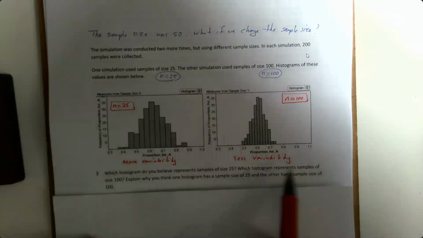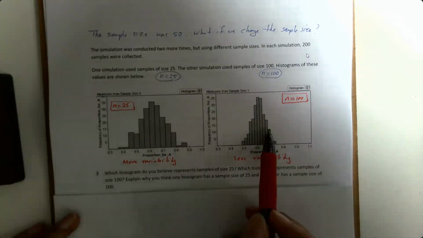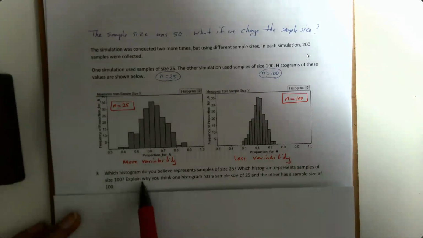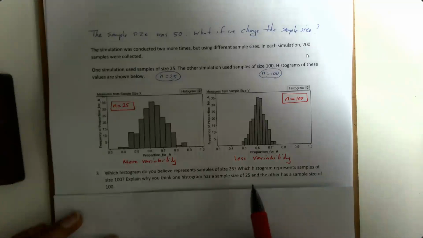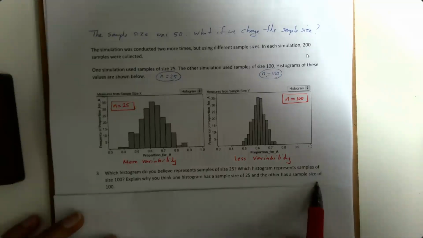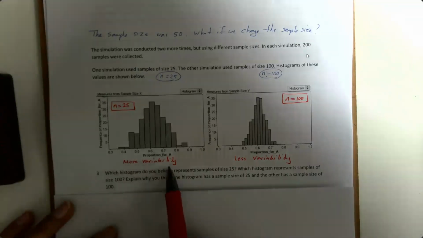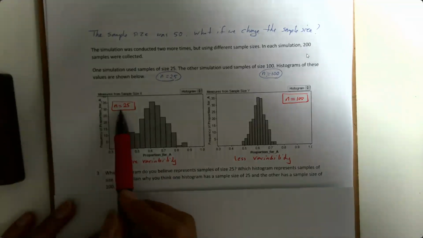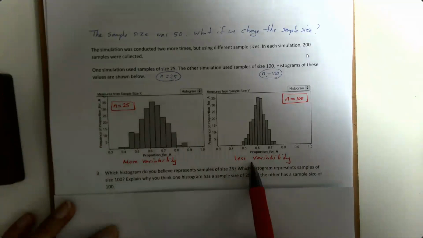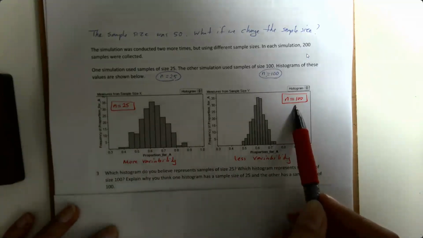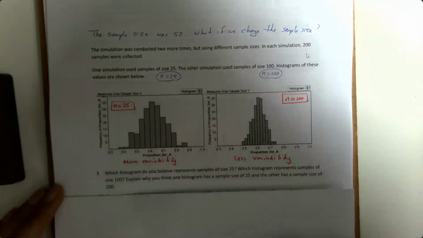Which histogram represents samples of 100? The second one. Explain why you think one histogram has a sample of size 25 and the other has a sample of size 100. The main reason is variability. More variability, smaller sample sizes; less variability, larger sample sizes. So you can answer because of variability in our graphs.